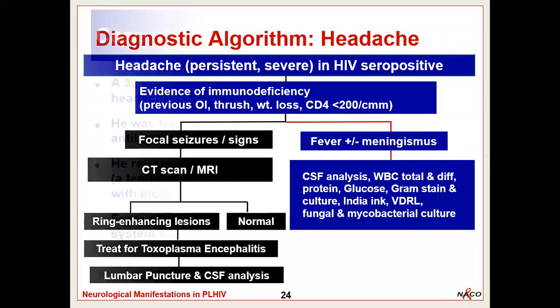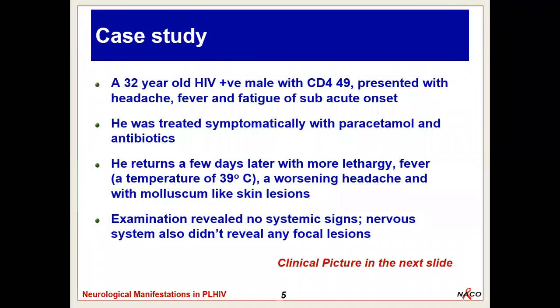Next slide, please. Now look at the case here. We have a 32-year-old male with a CD4 count of 49, presenting with headache, fever, and fatigue of subacute onset. He was treated symptomatically with paracetamol and antibiotics. He returns a few days later with lethargy, fever, worsening headache, and molluscum-like skin lesions. Examination revealed no systemic signs, and the nervous system also didn't reveal any focal lesions. Next, please.